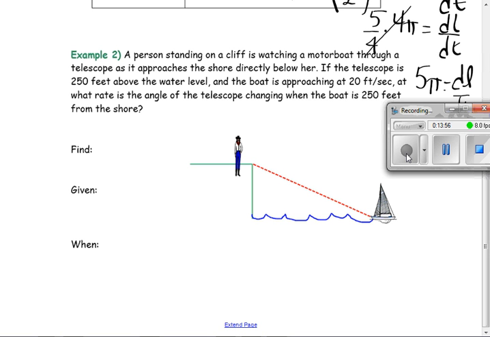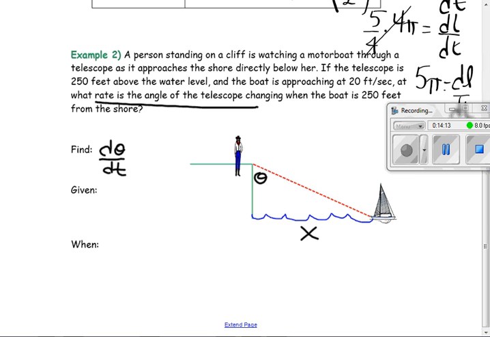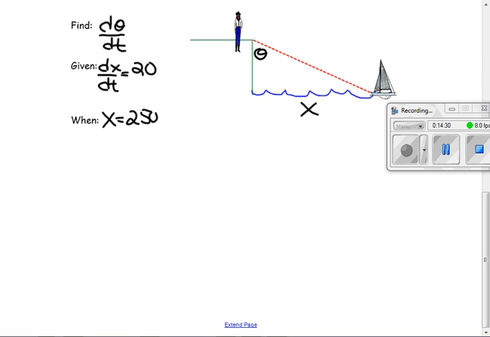Okay. Eric, what'd you get for your find? At what rate is the angle? And you know that it's rotating at what? Oh, no, I don't know that. Both. So dx/dt is equal to 20. Well, it all depends. They aren't going to worry about signs here. But what's the relationship? This is 250, isn't it? Is that right?